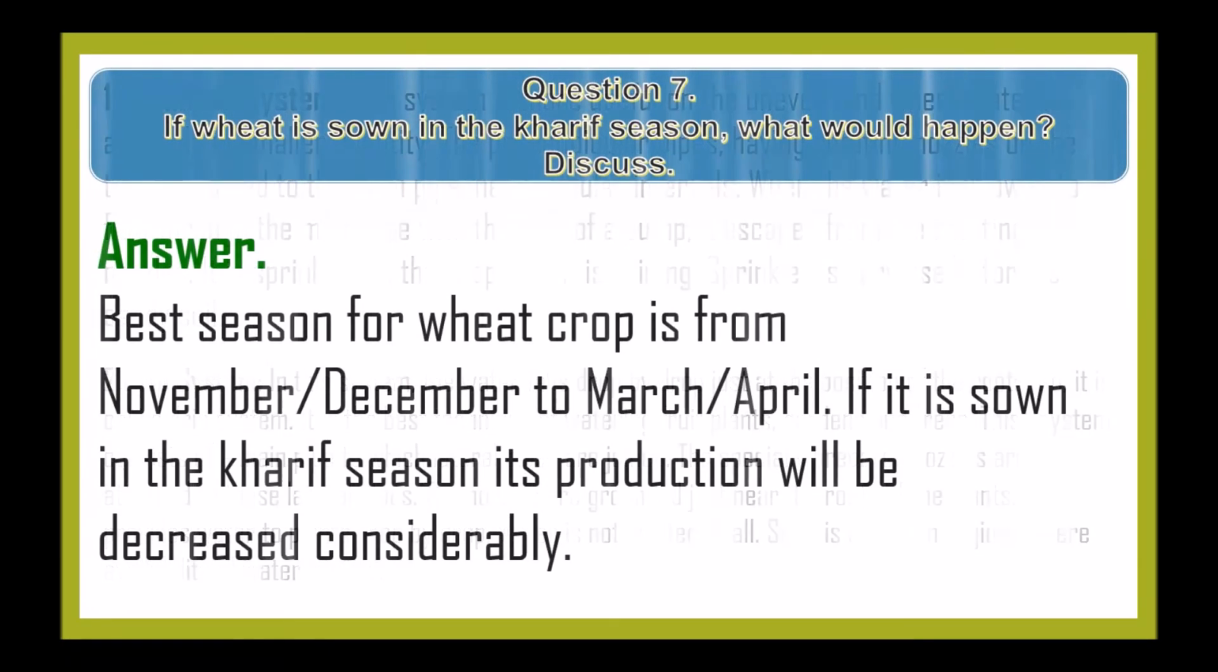The next question is, if wheat is sown in the Kharif season, what will happen? Discuss. The best season for wheat crop is from November to December to March to April. If it is sown in the Kharif season, its production will decrease considerably.